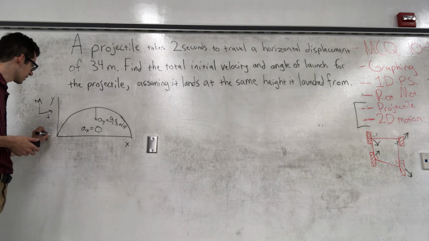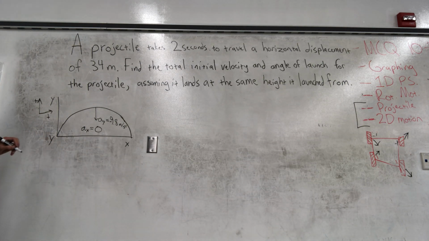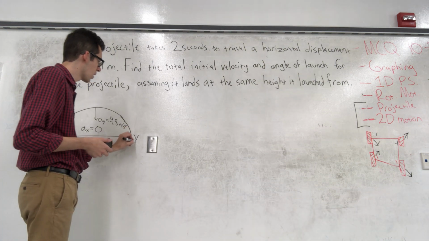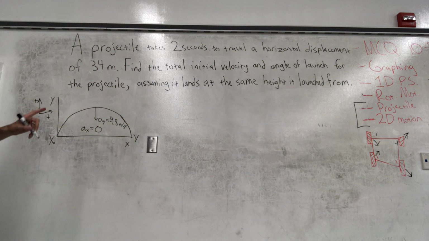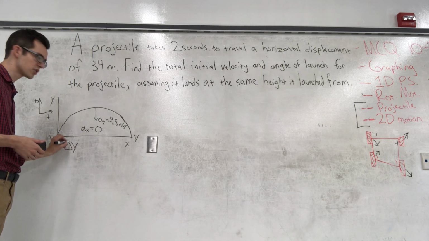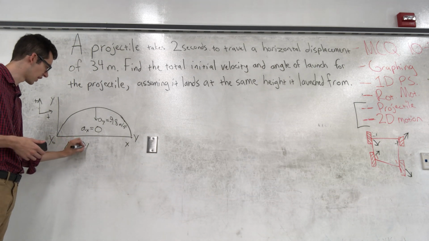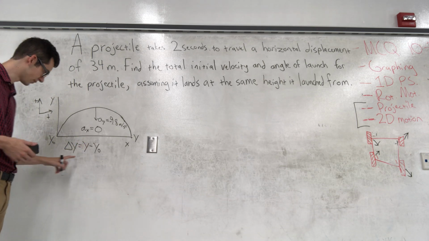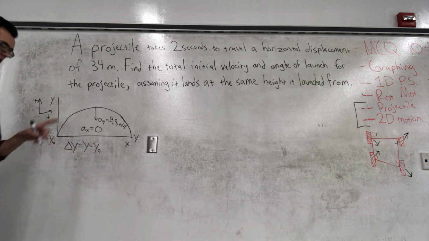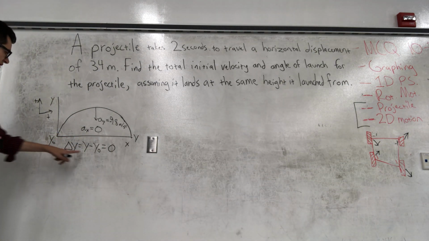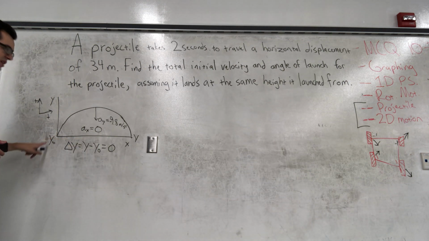Now the last thing we can look at is that it does say in our problem statement our initial height, y0, and our final height, y, are the same. It lands at the same height it is launched from. So that means our delta y, our change in height, which is equal to final y, final height, minus initial height, if these two things are the same, then delta y must be 0, because some value minus the same value is 0.